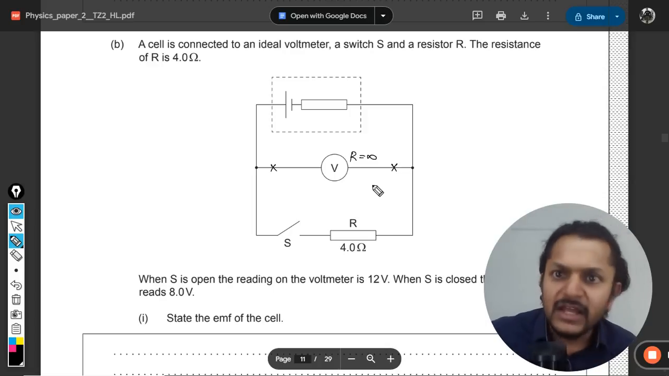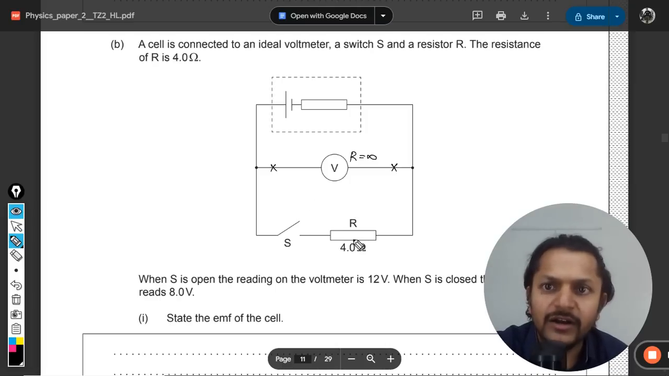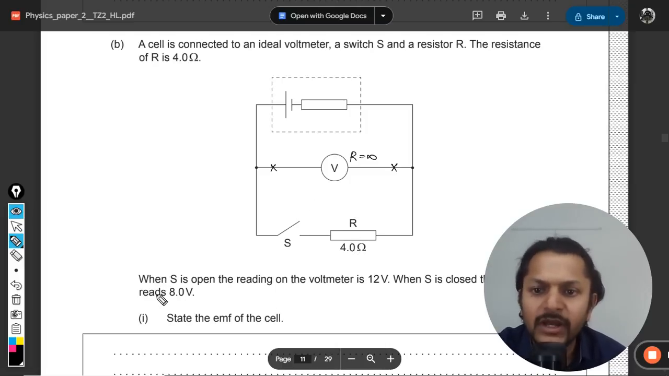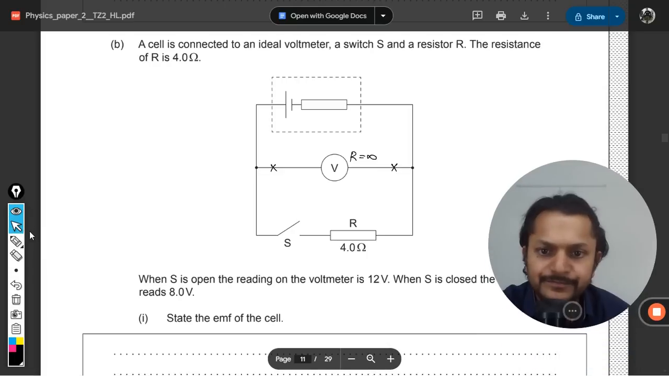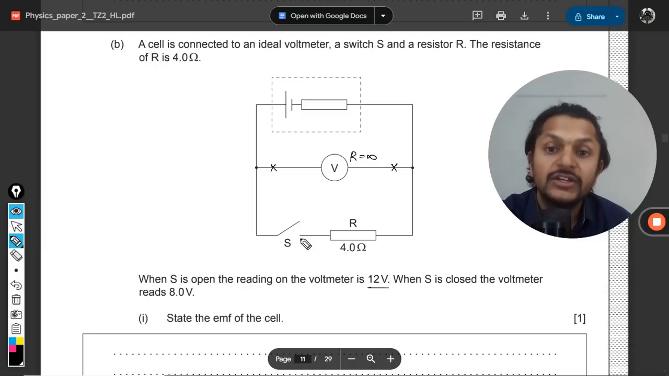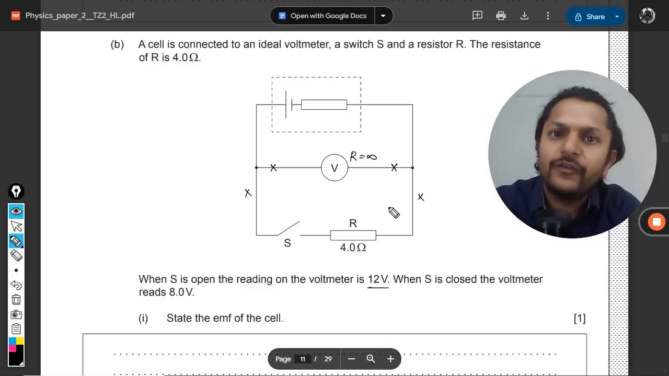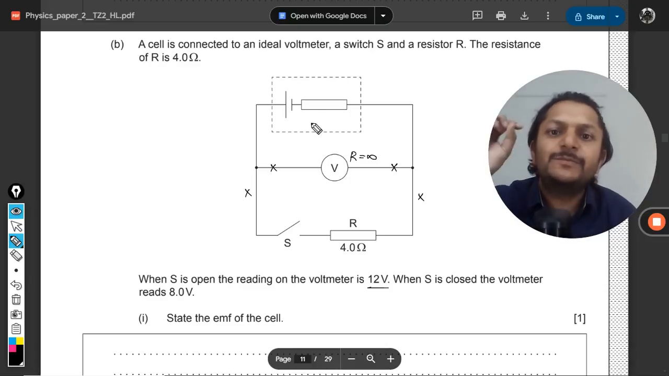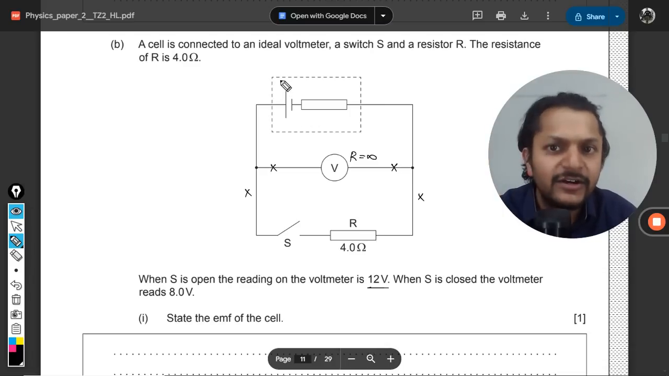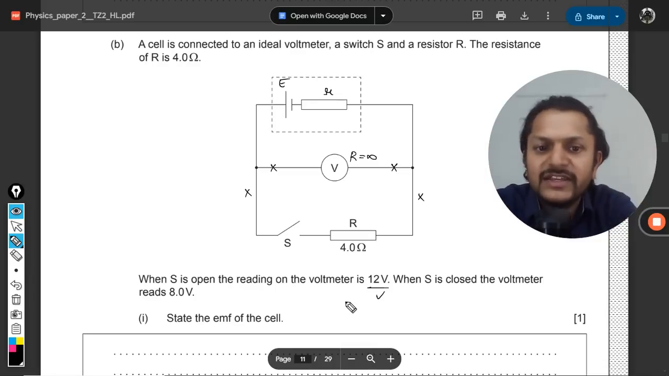That is for sure. Now the cell is connected to the ideal voltmeter, a switch S and a resistor R. The resistance R is 4 ohm. When S is open, the reading of the voltmeter is 12 volt. Okay, so current is not flowing. It means the current is not flowing in the lower branch, and the current cannot pass through the voltmeter. It means that this battery is there, EMF is there, internal resistance is there, but current is not there in the battery. And the voltage difference across the battery is given as 12 volt.